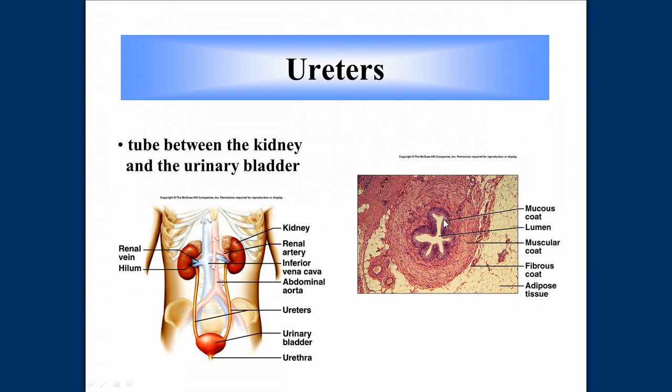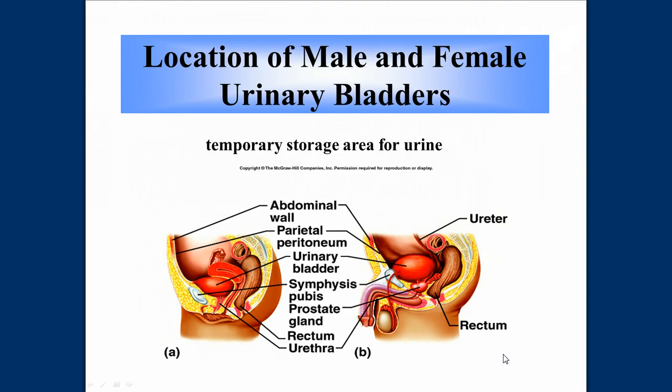There's a mucus coat, the lumen, again a mucus coat, a muscular coat, and a fibrous coat, surrounded by adipose or fat tissue. And remember, the renal pelvis dumps into the ureter, and the ureter to the urinary bladder.